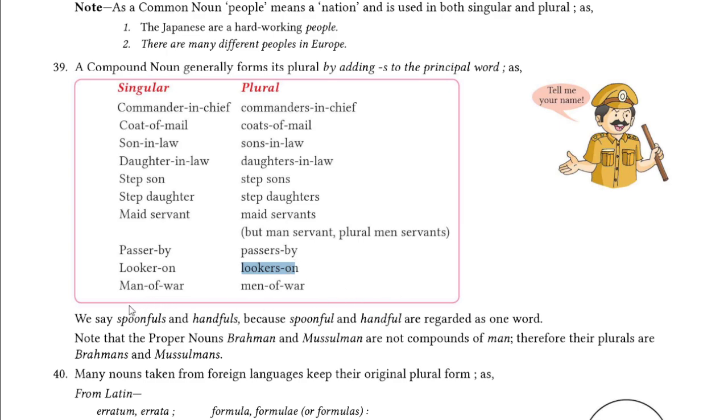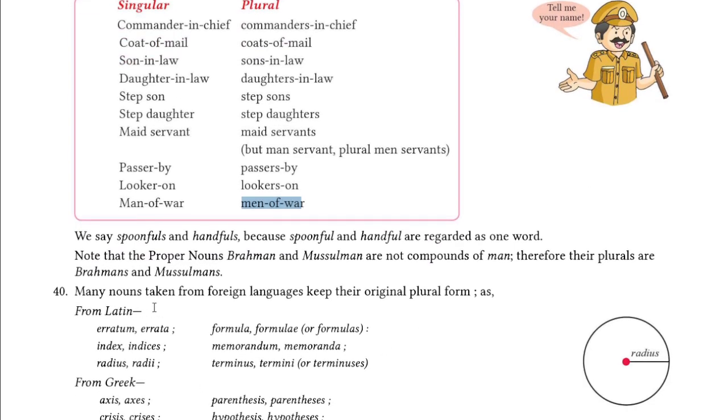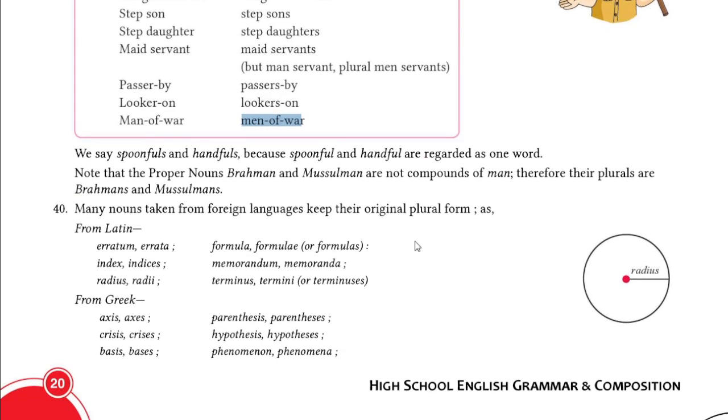Man of war. It is an aquatic animal that lives in water. We would change the inside vowel of man and we would get the plural number, men of war. Similarly, we say spoonful and spoonfuls, handful and handfuls, because spoonful and handful are one word.